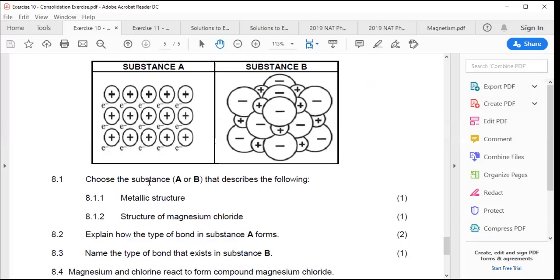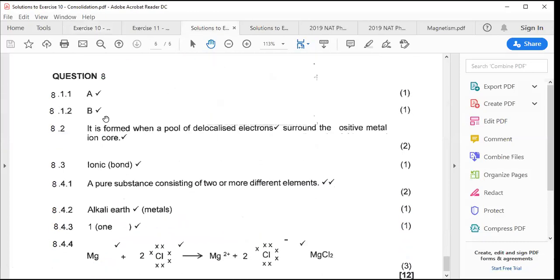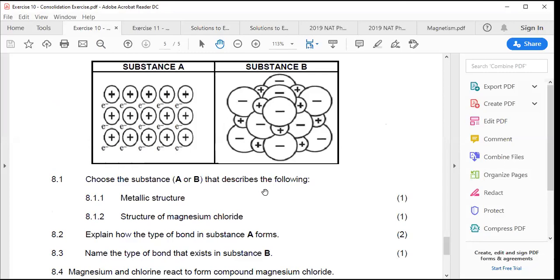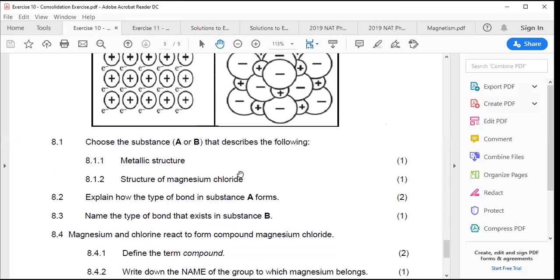8.1.1, choose the substance A or B that describes the following: metallic structure. So obviously your answer is A, all right? Then 8.1.2, structure of magnesium chloride. Here on the solution, you have to write A or B. So we expect you to write a B, just 1 mark. So it's B, the answer. Why? Because magnesium chloride is an ionic compound. Magnesium is a metal, and chlorine is a non-metal, positive and negative.